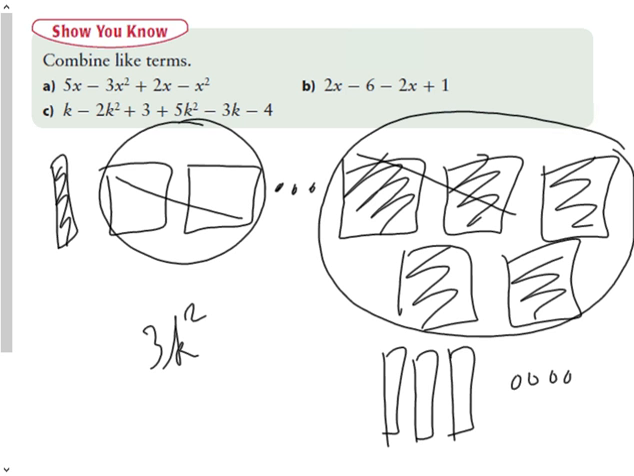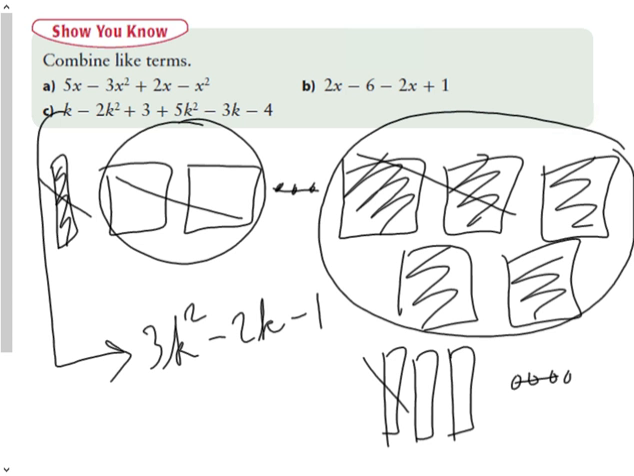My positive 1k and one of these negative k's is going to cancel each other out, leaving me with two negative 2k's over here. And finally, my 3 and my negative 3 are going to cancel each other out, leaving me with simply a negative 1. So when I take this 6-term polynomial and gather like terms, I end up with a trinomial, or a simplified polynomial, of 3k squared minus 2k minus 1.